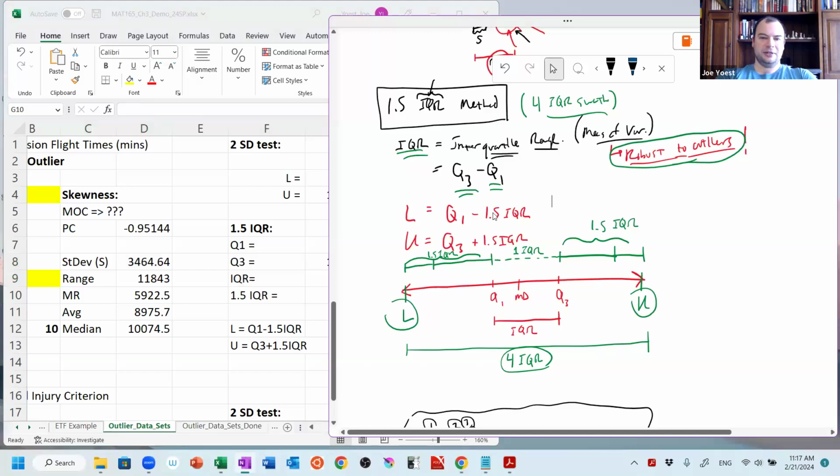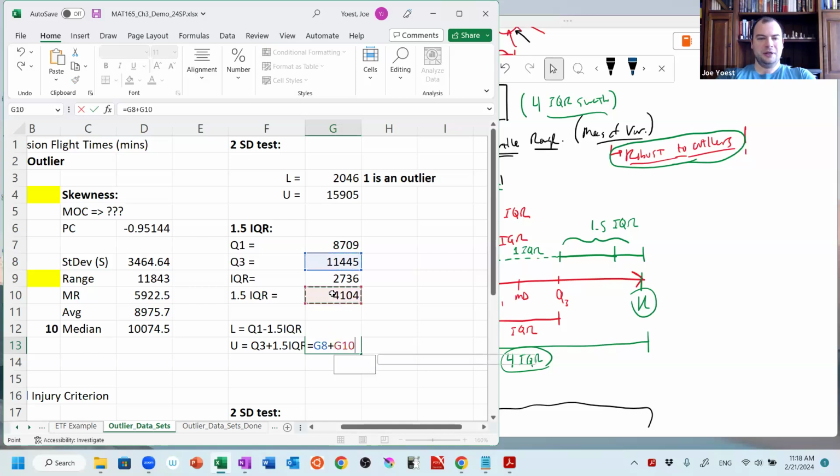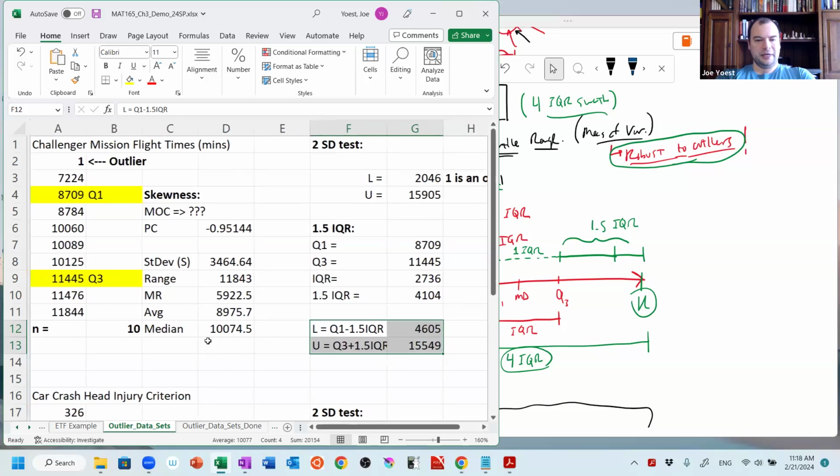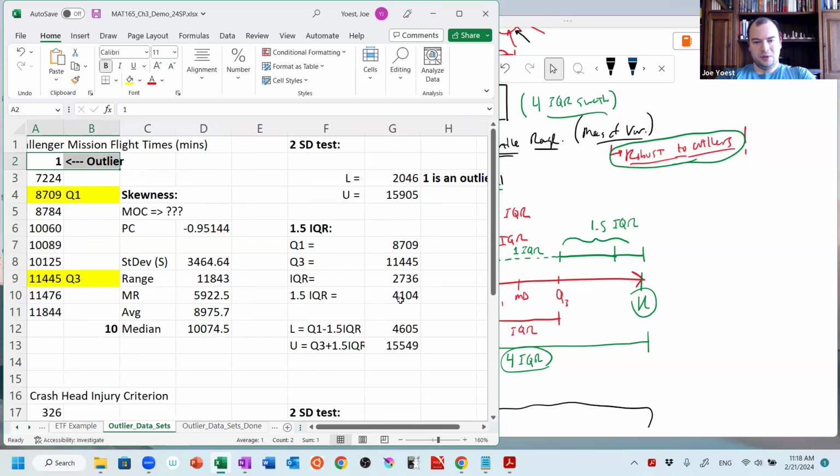I need to figure out what 1.5 IQRs is to add that to the third quartile and subtract from the first. So 1.5 IQRs is just above 4,000. And then I construct my lower and upper bound for the 1.5 IQR method by taking the first quartile minus 1.5 IQRs, and by taking the third quartile plus 1.5 IQRs. So we see again, we get a lower and upper bound of somewhere in the ballpark of 4,600 to 15,500. We see that the 1.5 IQR method would call all of these 9 data points non-outliers, and it would indeed call the data point with value 1 an outlier.